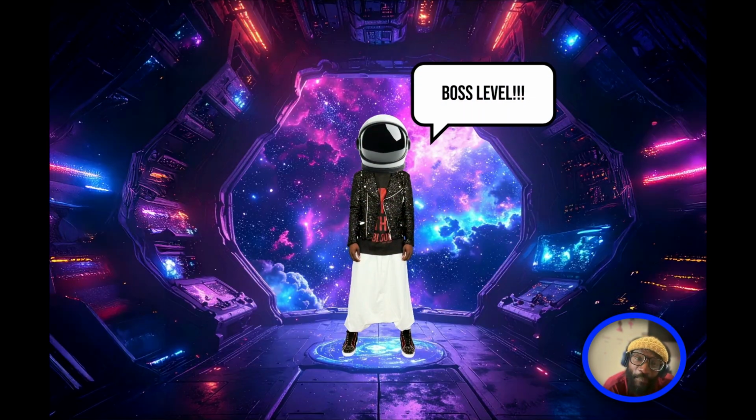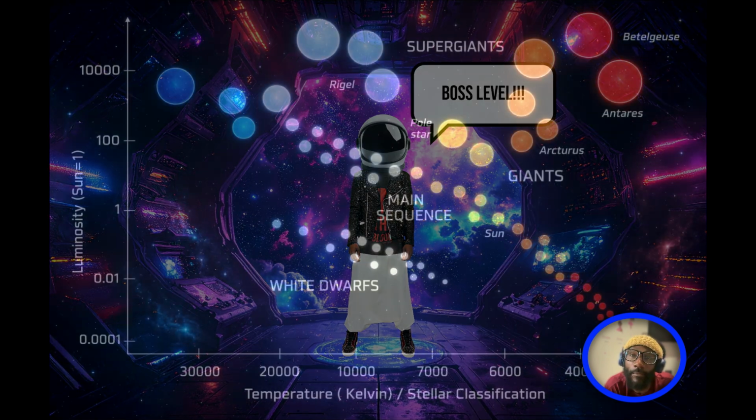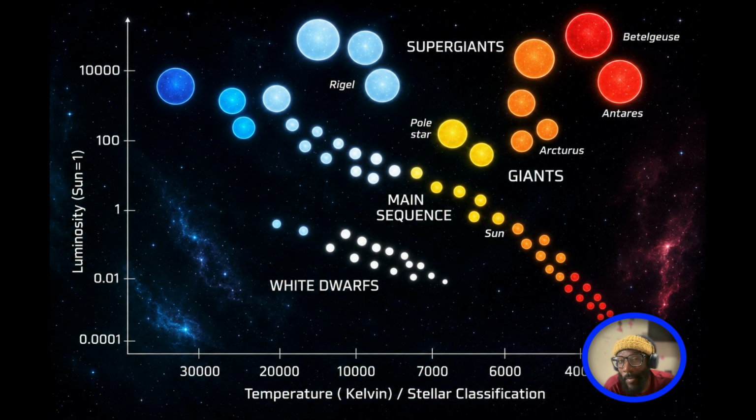Boss level time. Here is your challenge. A star is blue and very bright. Where would it be on the HR diagram? Next, a star is red and bright. What type of star could it be? And most importantly, why do some stars become white dwarfs while others become neutron stars or even black holes?